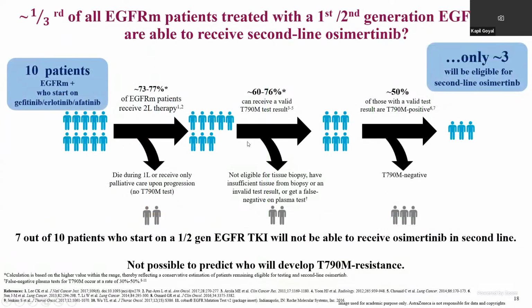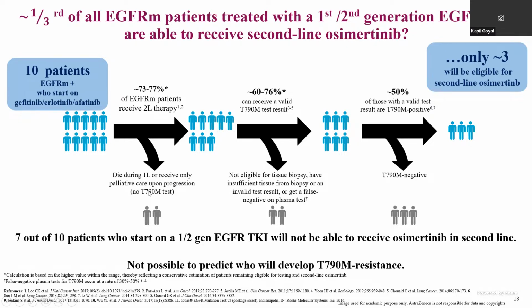So there is an argument: what if we start the patient on a first generation TKI in the first line, and then at the time of progression we add osimertinib? Here we see that only one third of the patients who are treated with a first or second generation EGFR TKI are able to receive second line osimertinib. Suppose we start with 10 patients as an example who are started on gefitinib or erlotinib or afatinib.